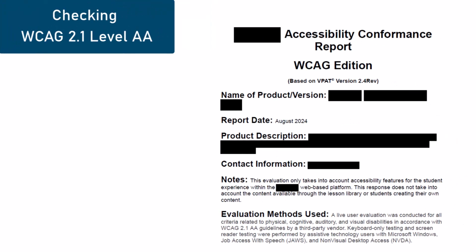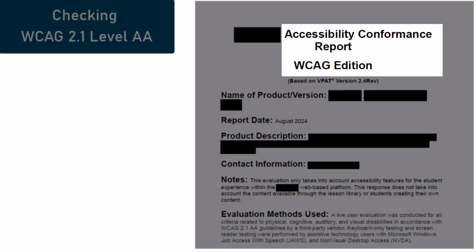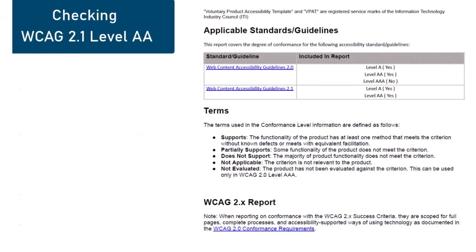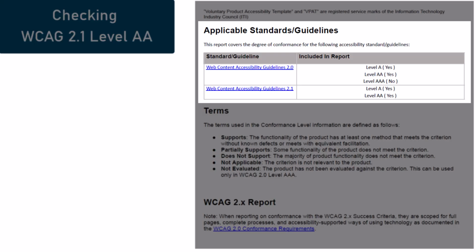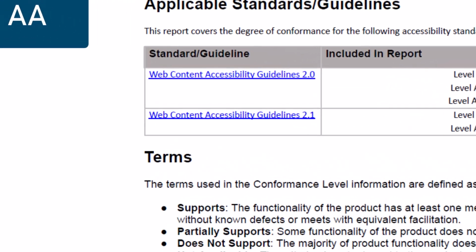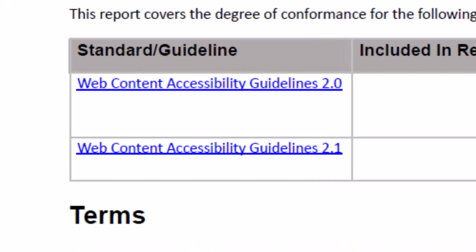Here is another example with product information redacted. The title is Accessibility Conformance Report WCAG Edition, which is a good start. Page 2 has the section Applicable Standards/Guidelines with a table of the information. The Standards/Guidelines column has rows for Web Content Accessibility Guidelines 2.0 and Web Content Accessibility Guidelines 2.1.